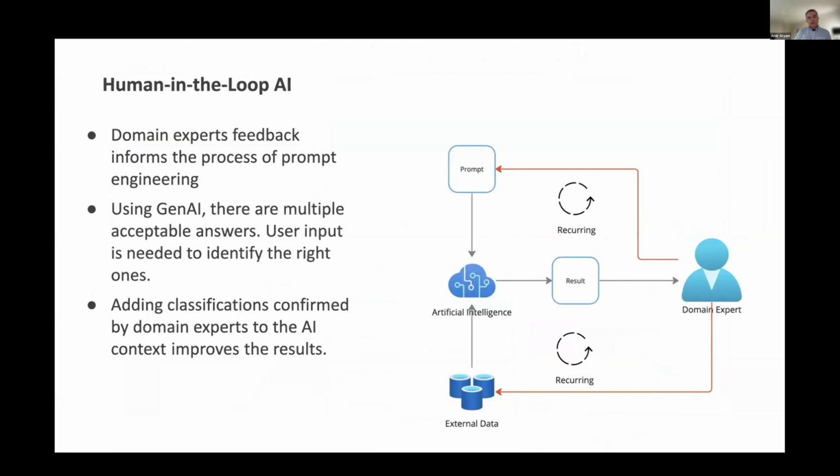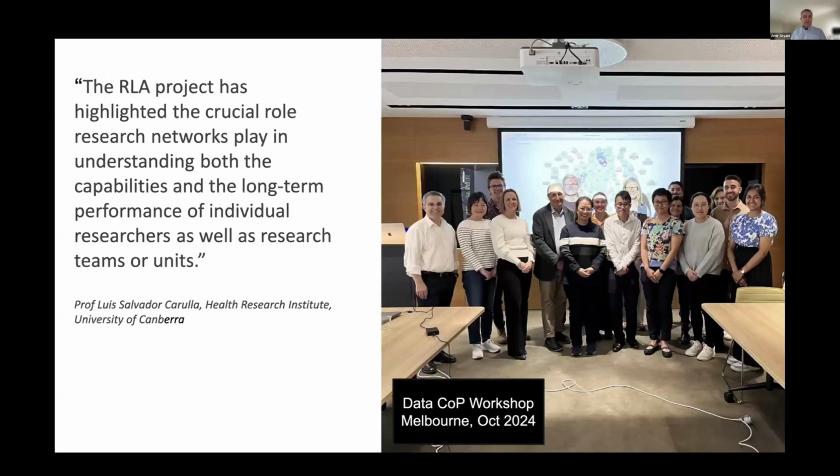Now, a final item to mention is that the concept of human in the loop AI is quite important here. The domain experts help us to refine our prompts that go to the AI components. They also help us to refine the data that goes into our context and review the results. These loops are very essential in order to get this kind of symbiosis between the AI and domain experts working effectively.